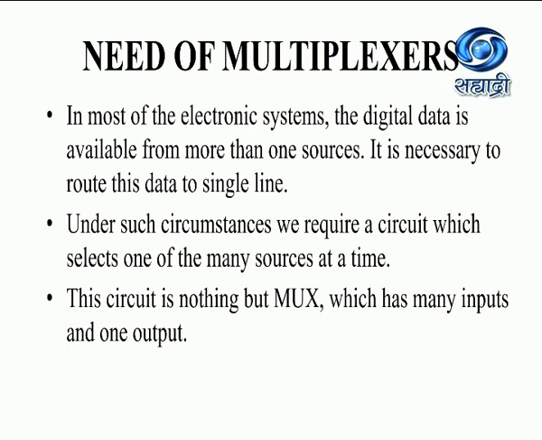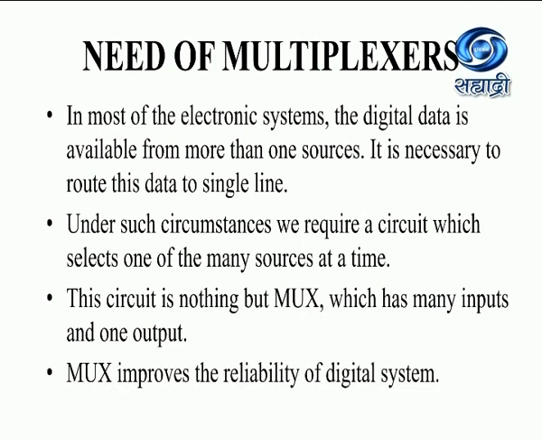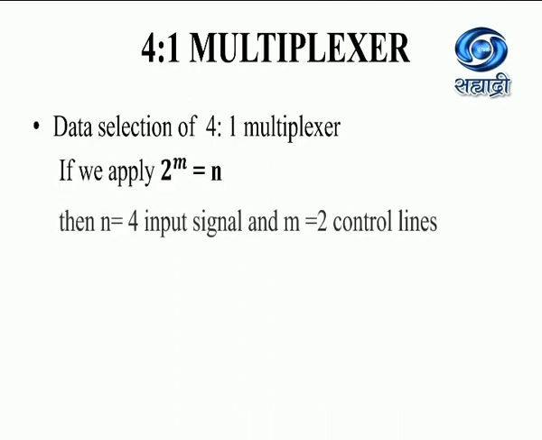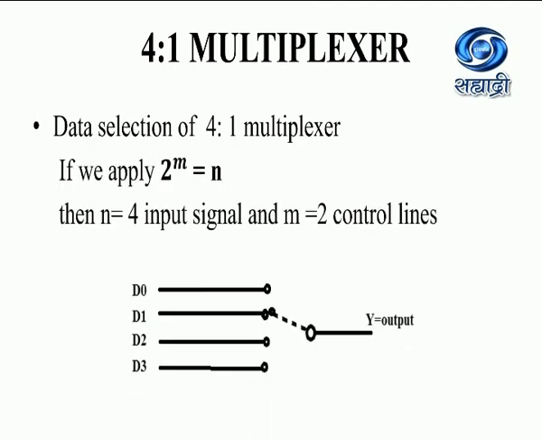So under such circumstances, we require a circuit which selects one of the many sources at a time. So this circuit is nothing but MUX, which has many inputs and one output. So MUX improves the reliability of digital system. So let's see the first type of MUX, that is 4:1 MUX.